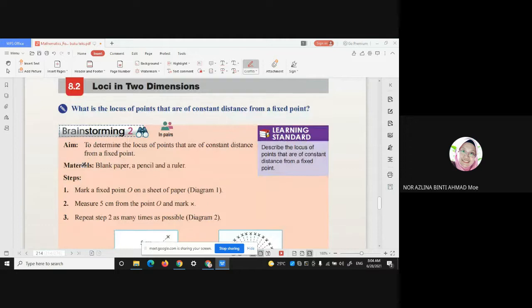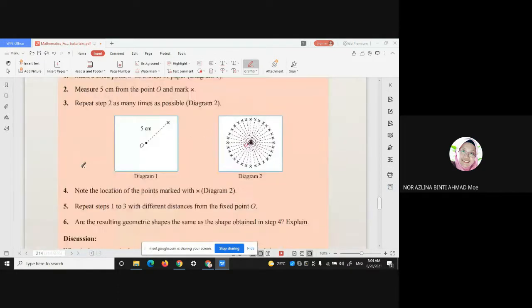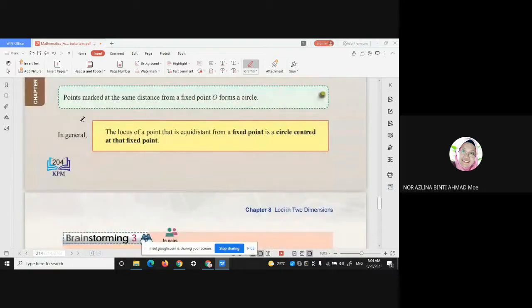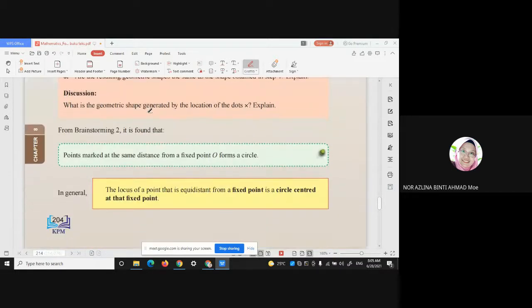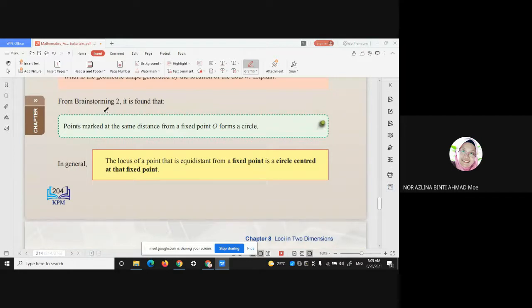Next, 8.2, loci in two dimensions. Example, in page 204, the locus of a point that is equidistant from a fixed point is a circle centered at the fixed point.